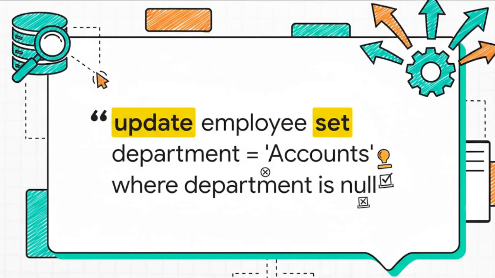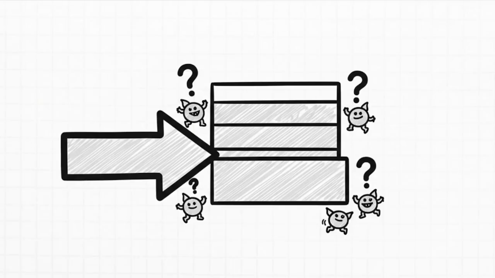So how do we fix all of them at once without going one by one? Easy, another update command. This time, we set the department to accounts for any row where the department is null. And just like that, in one single command, the database finds every empty spot and fills it in. So powerful.